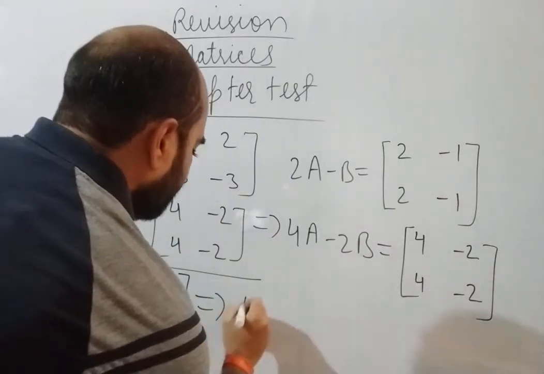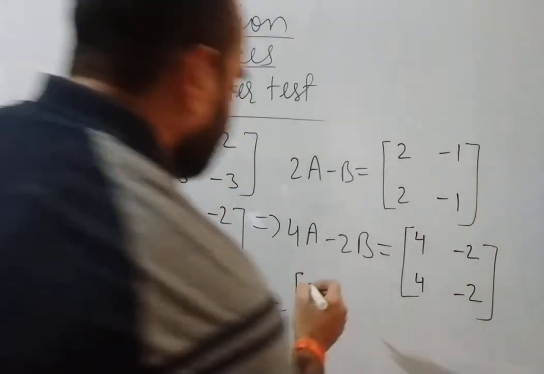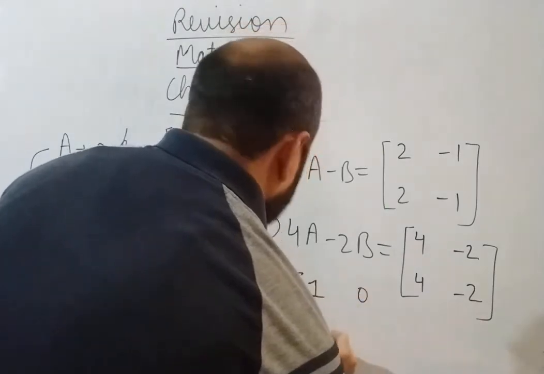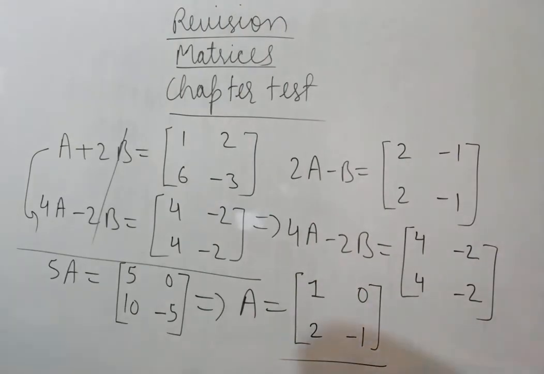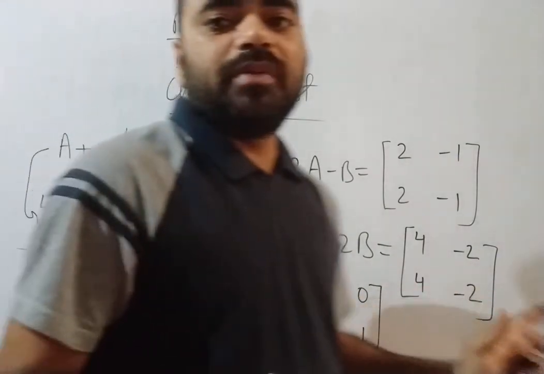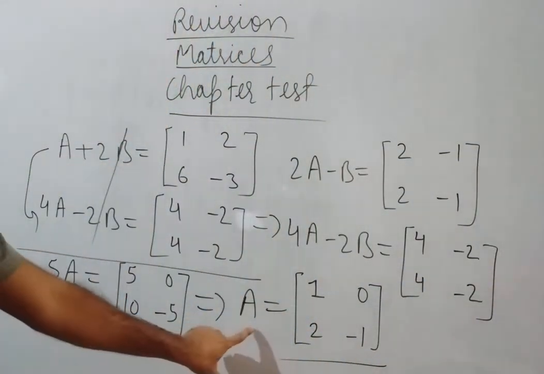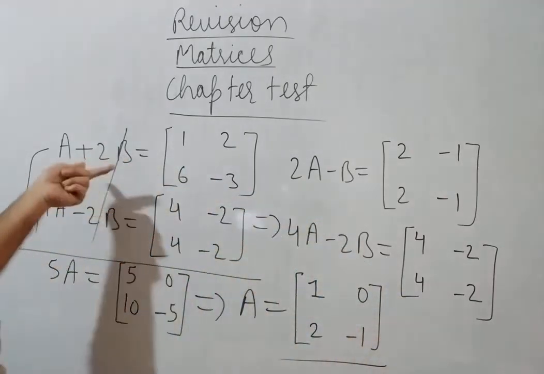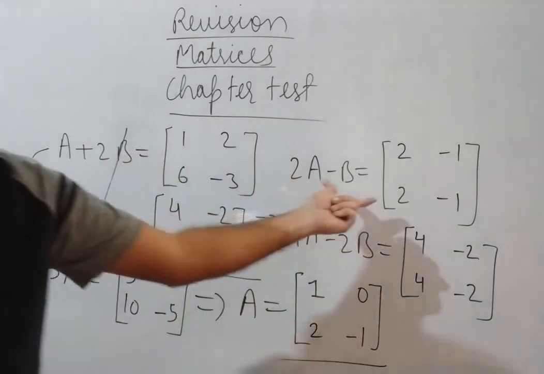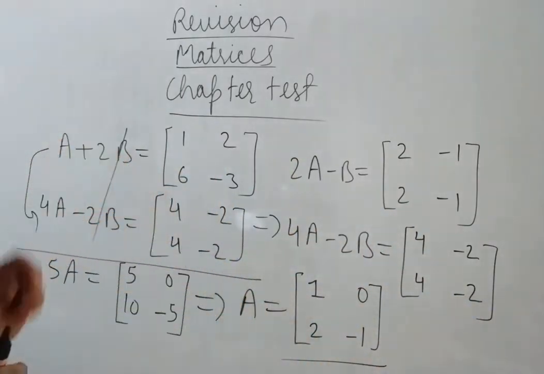Therefore A matrix will be what? Each element will be divided by 5. It means [1, 0; 2, minus 1]. So this is matrix A. Correct? Now how to obtain matrix B? Two methods are there. The simpler method is to substitute the value of matrix A in any one of the equations, whether in equation 1 or in equation 2, to find the value of matrix B.